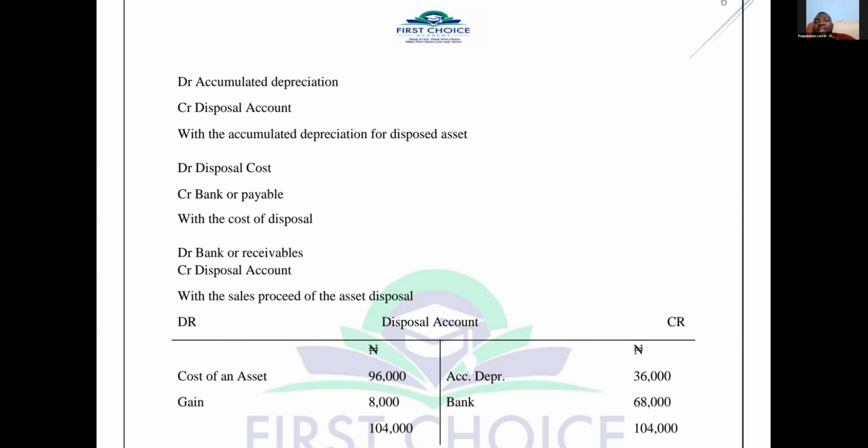Now, after you are done with that, the next step is to ask yourself the question: the sales proceeds I have received, how do I account for them? Is it my bank receiving or is it paying? Did I sell on credit or actually sold? We were receiving cash. So if it's a bank transaction, then it means that my bank will increase. So I'm going to debit my bank. And why am I debiting my bank? Because I disposed of an asset. So I'll go to the disposal account and credit the account.